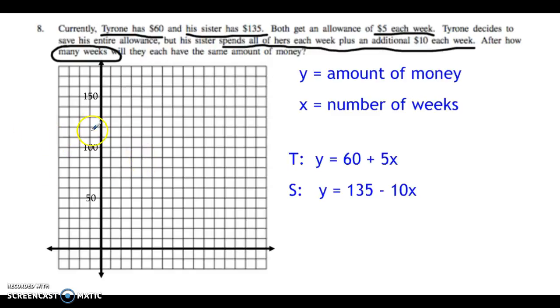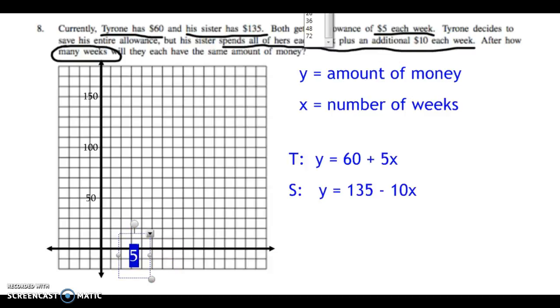When you look at this graph, you should notice that I've, first of all, scaled the y-axis by tens: 10, 20, 30, 40, 50, 60, 70, 80, 90, 100, etc. The reason I scaled it like that is because my y values are going to be pretty big, right? 135, 60, those are my y-intercepts. I also didn't scale the x-axis, but all of these lines are just going to represent 1. So this would be 1 week, 2 weeks, 3 weeks, etc. I should say that 1, 2, 3, 4, this is my 5th week.